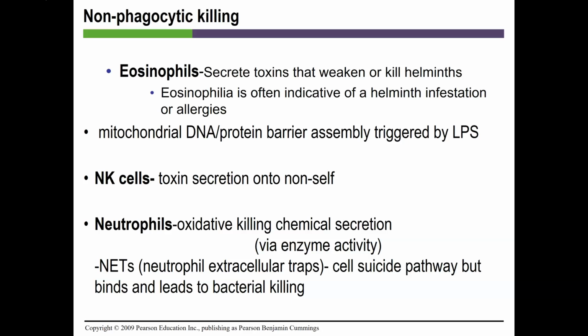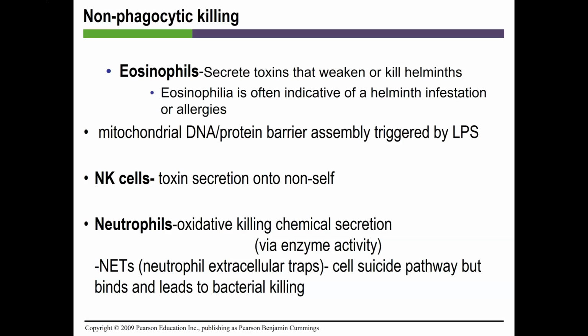NK cells are natural killer cells. Their job is to secrete toxin onto cells that are not self. They're interesting because they're considered not specific, even though they're lymphocytes, which are a part of the specific response. So they exist as a bridge between innate and acquired immunity. They recognize cells that are not self, and they will try to kill those cells.